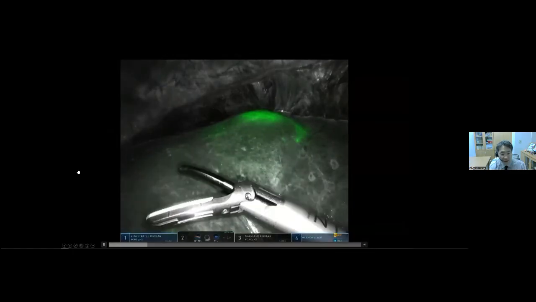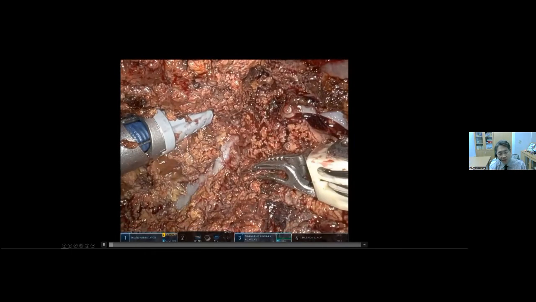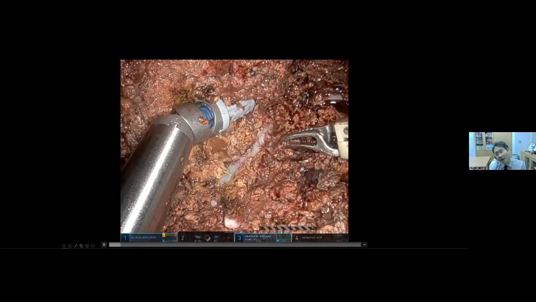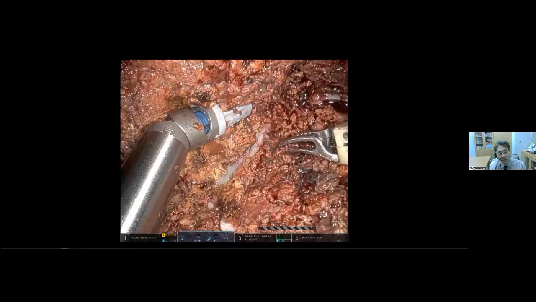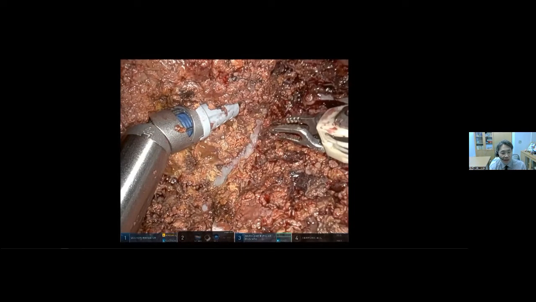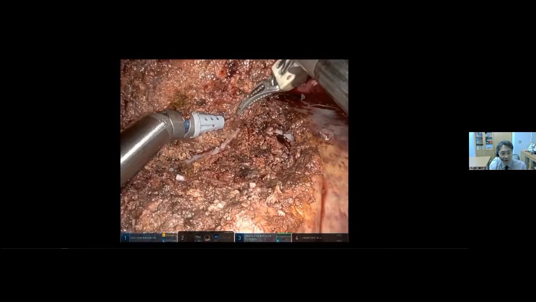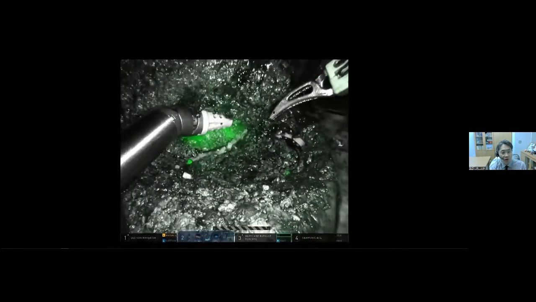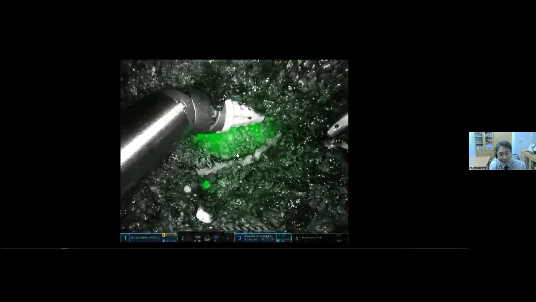And then this technique is also useful for the estimation of the location of the tumor during parenchymal transection. In this case, the right hepatic vein is going to be preserved, and fluorescence imaging, firefly imaging, was used occasionally to confirm the surgical margins.